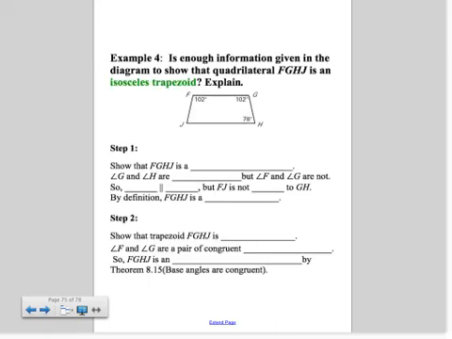Okay, it says, is enough information given in the diagram to show that quadrilateral FGHJ is an isosceles trapezoid? Well, here's the deal. You know what this missing angle is. We have the ability to find it. It's got to be 78 degrees. Okay, how do we know that? Well, first of all, if this is 102 and that's 102 and that's 78, I know that the angles inside of a quadrilateral have to add up to 360. So if I add these three up and subtract from 360, I get 78.